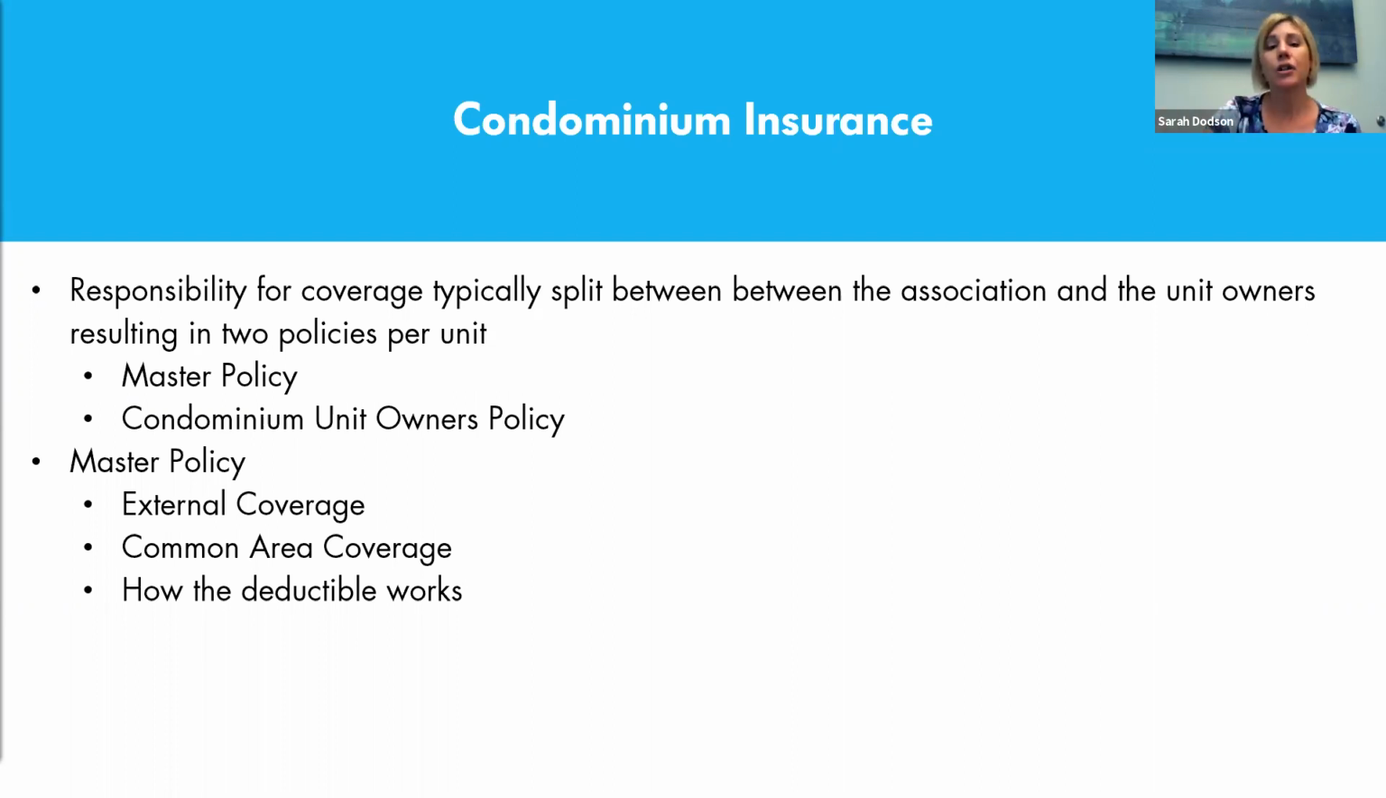So while it's clear who pays the premium for this policy, so it's the master policy, the association pays the premium and it falls on the association. It can be a little less clear who pays the deductible in the event of property damage. In most cases, whoever pays for the deductible depends upon how the damage was caused and what exactly the damage was. So here are the most common outcomes.